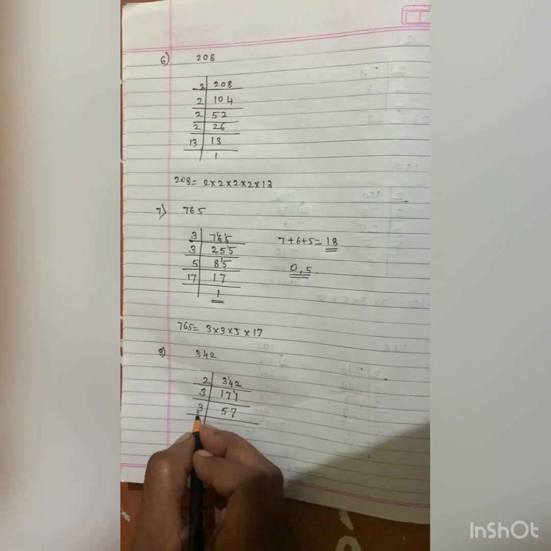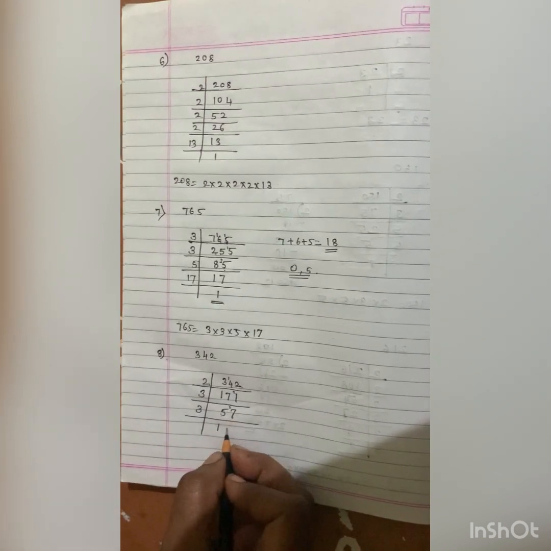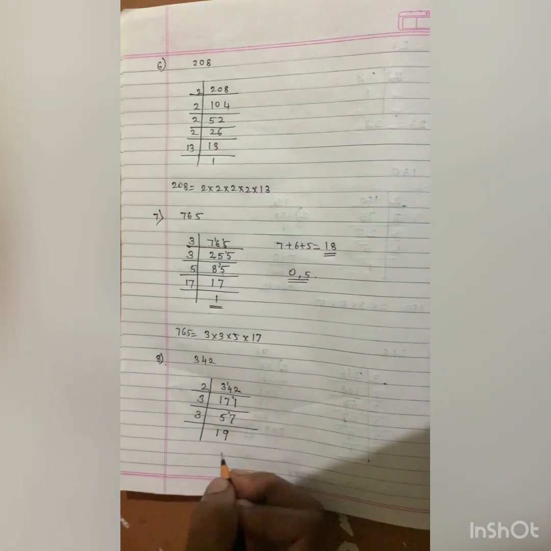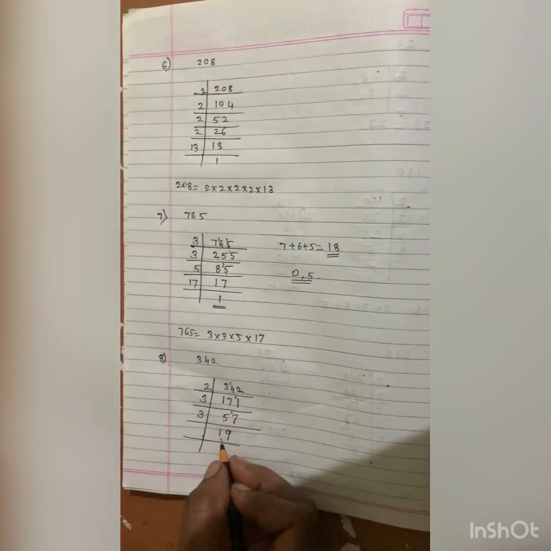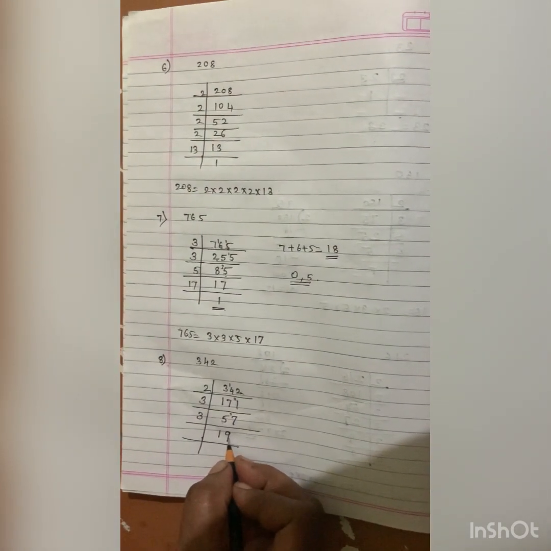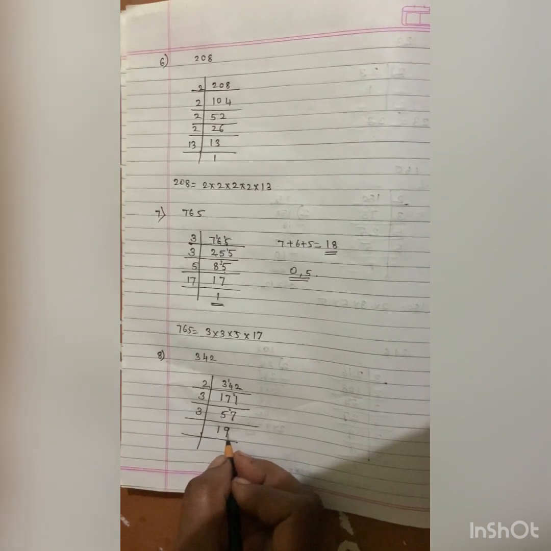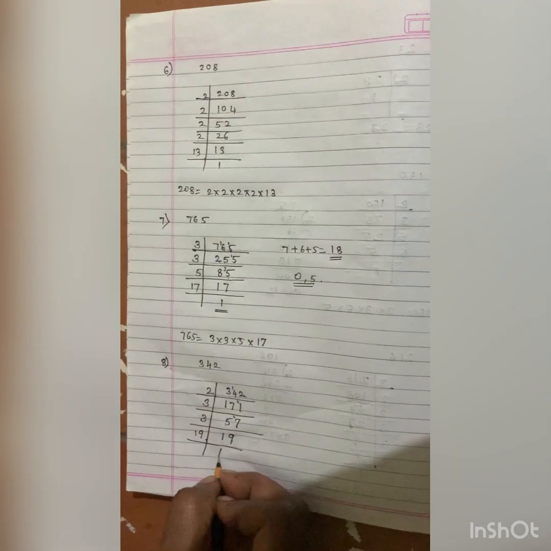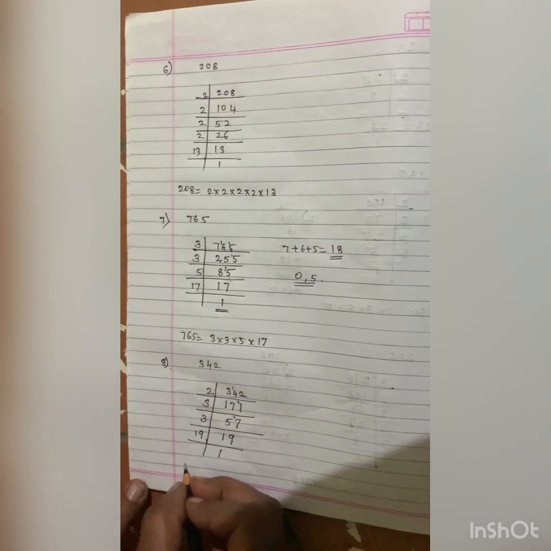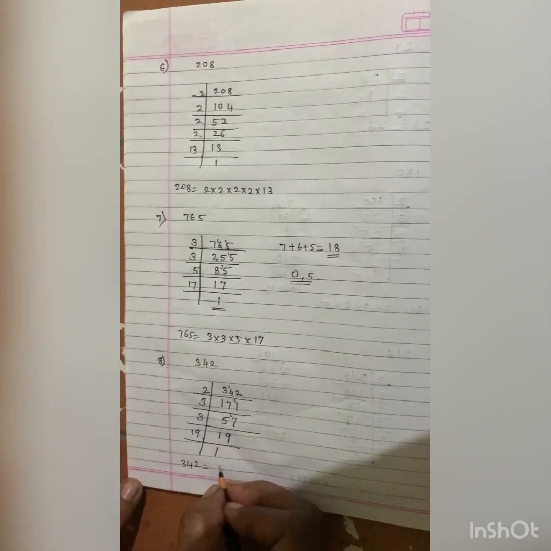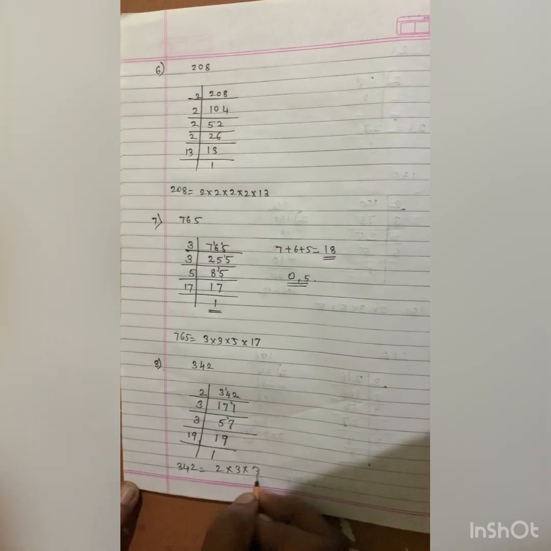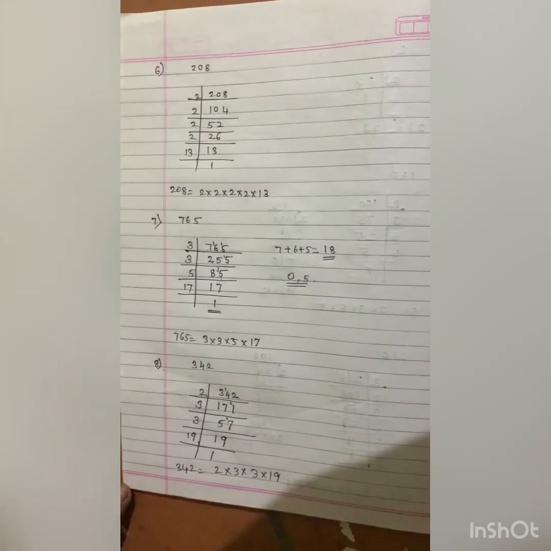So 3 ones are 3. 2 is remaining. Again 27. So 3 9s are 27. Now 19. 19 is a prime number. It will not be divisible by any number. So 19 table, again you write 19 ones are 19. So the factors of 342 are 2 into 3 into 3 into 19.